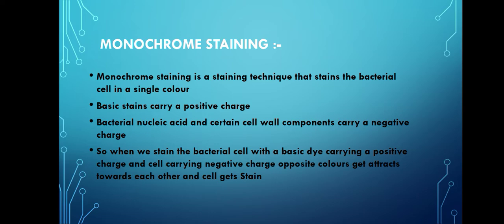Monochrome staining. Monochrome staining is a staining technique that stains the bacterial cell in a single color. Basic stains carry a positive charge, and bacterial nucleic acid and certain cell wall components carry a negative charge. So when we stain the bacterial cell with a basic dye carrying a positive charge and the cell carrying a negative charge, opposite charges attract each other and the cell gets stained.